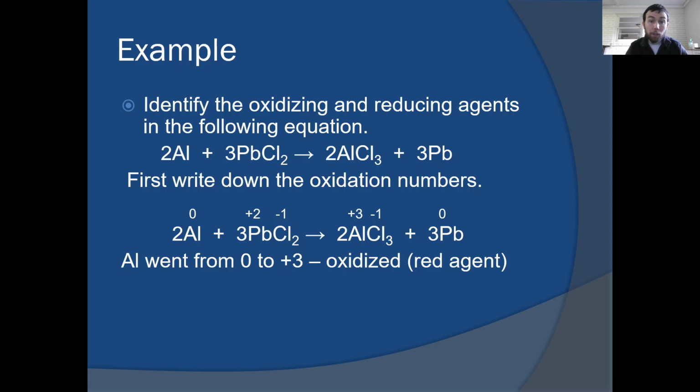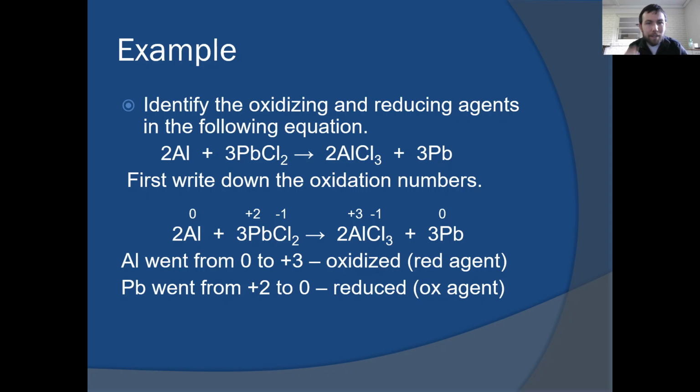Now, in this case, our substance that was reduced is going to be the lead that was in the compound when it got converted over to the lead element, right? So lead went from +2 to 0. It was reduced, it gained electrons, and so it is our oxidizing agent. It is the substance that facilitated the aluminum being oxidized, right?